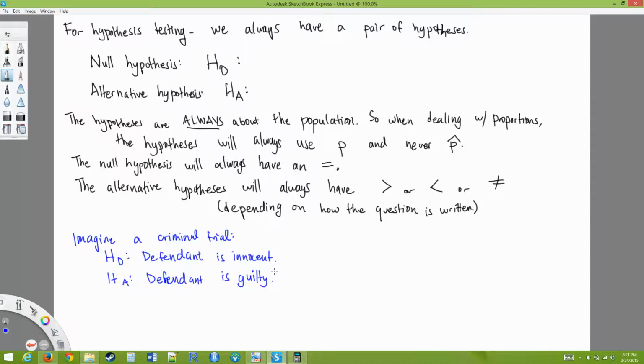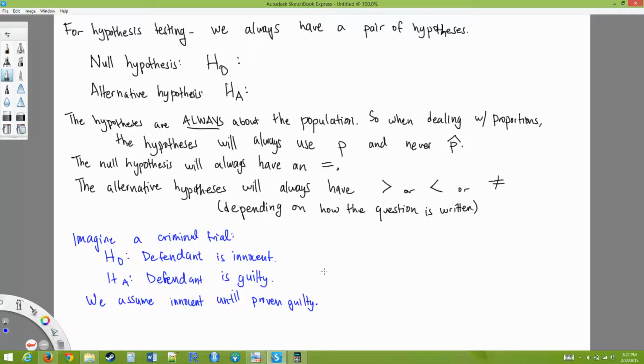Now, in our system of law, what do we say? We always presume that the defendant is innocent until proven guilty, right? So we assume innocence until the defendant is proven guilty, okay? So we assume innocent until proven guilty.